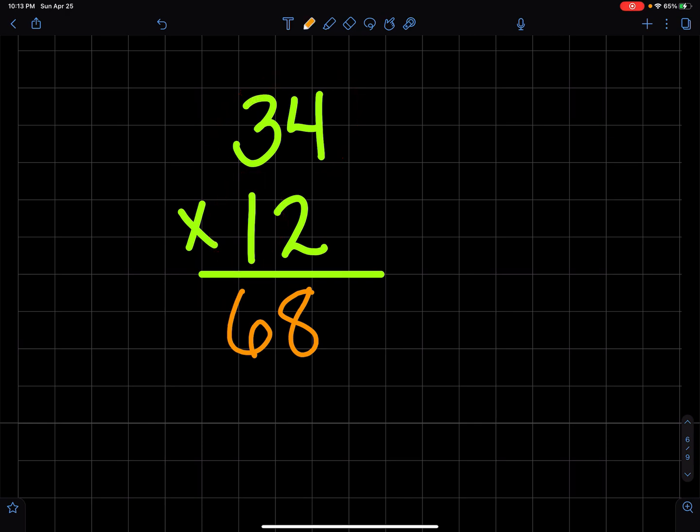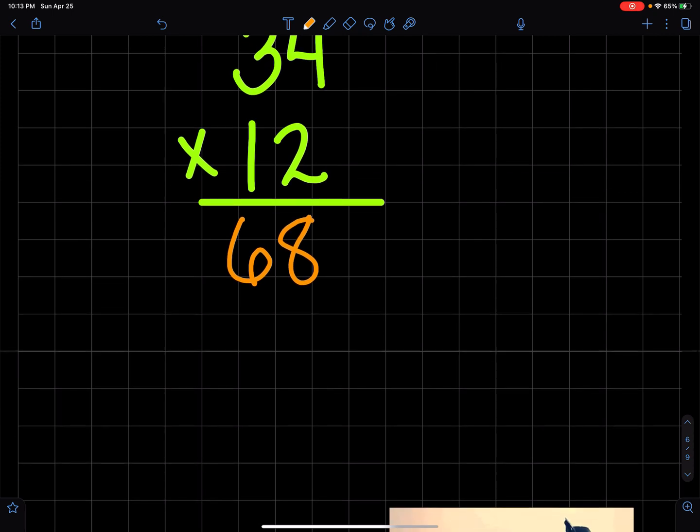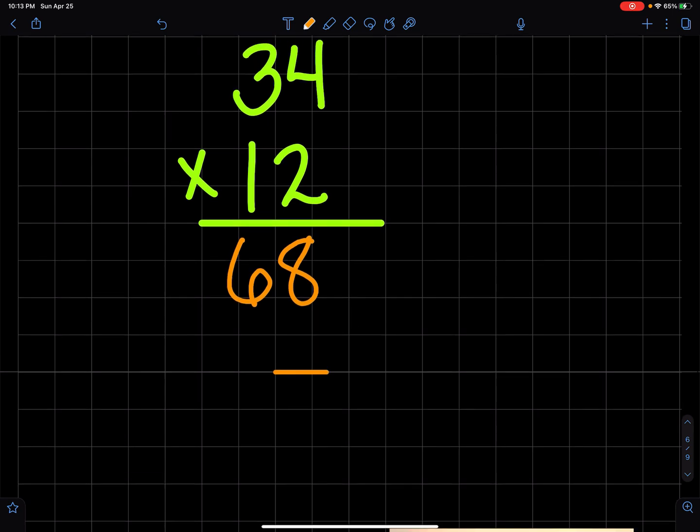And when we do that, you're going to leave an empty space here because you're multiplying by the tens place, and the ones don't count because you're multiplying by tens. And you're going to write 34 times 1 is 34, and just write it there.